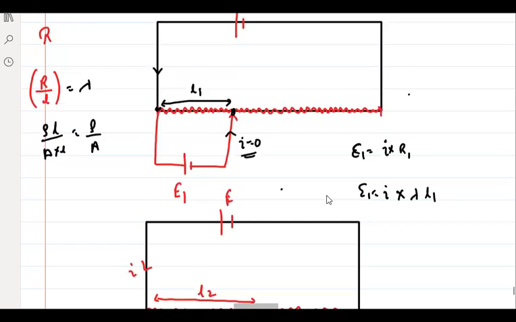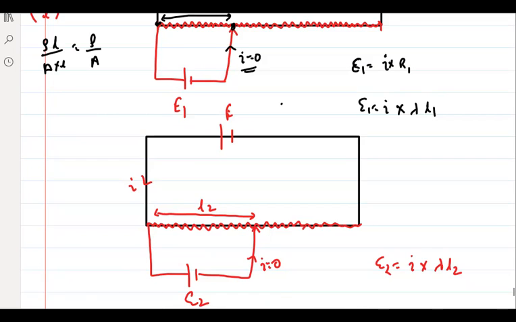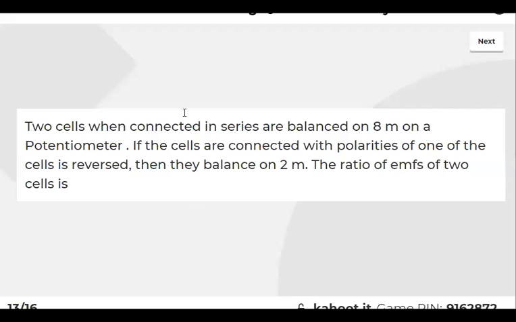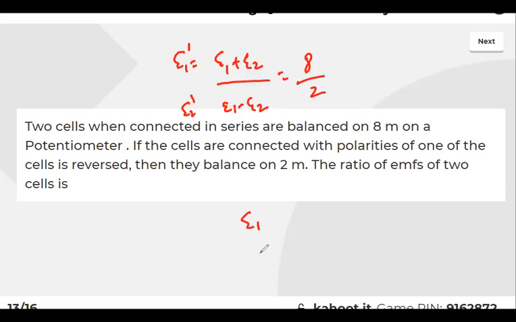सबको समझ में आया? Now, according to this problem, what is E1? Tell me, E1 कितना है? E1 dash is equal to E1 plus E2, two cells connected in series ना, right? और जब पोलैरिटी अपोजिट करते हो तो E2 dash कितना हो गया? E1 minus E2. और लेंथ कितना दिया हुआ है? 8 by 2. Can you calculate E1 by E2?